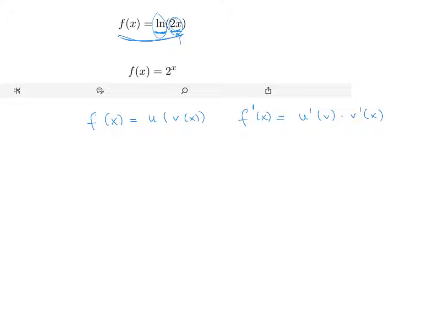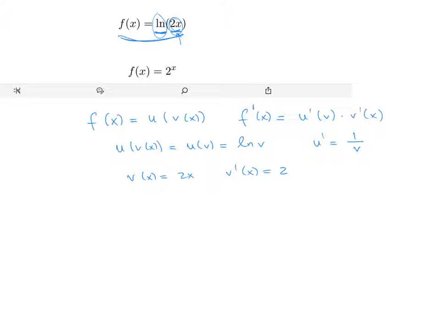Okay, so if we follow this rule, then we have as the outer function u of v of x, or smaller u of v, is then the logarithm of v, and the derivative of the logarithm is just 1 divided by v. It's not very easy to see, but in the theory part you should have seen this on the sowieso platform. And what is the derivative of this inner function? So v of x is equal to 2x. The derivative here is just 2.